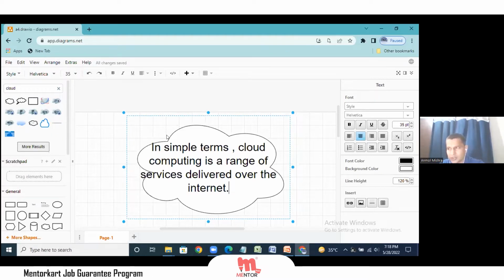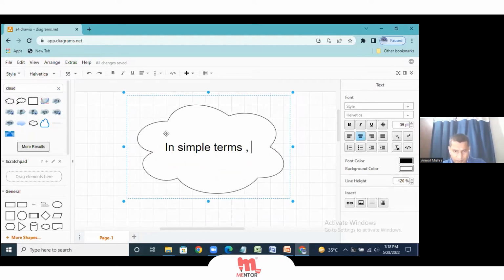It means using remote servers to store and access data instead of relying on local hard drives and private data centers. Again, I'm writing one line here. If you want to write it down, what is the meaning of that? It means using remote servers.